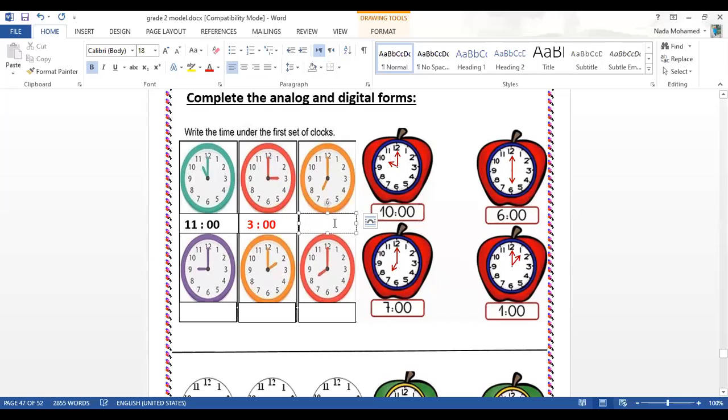Here, the short hand points to 7. So I will write 7. The short hand is very easy. I write the number as it is. The long hand points to 12. So again, I write 0, 0.